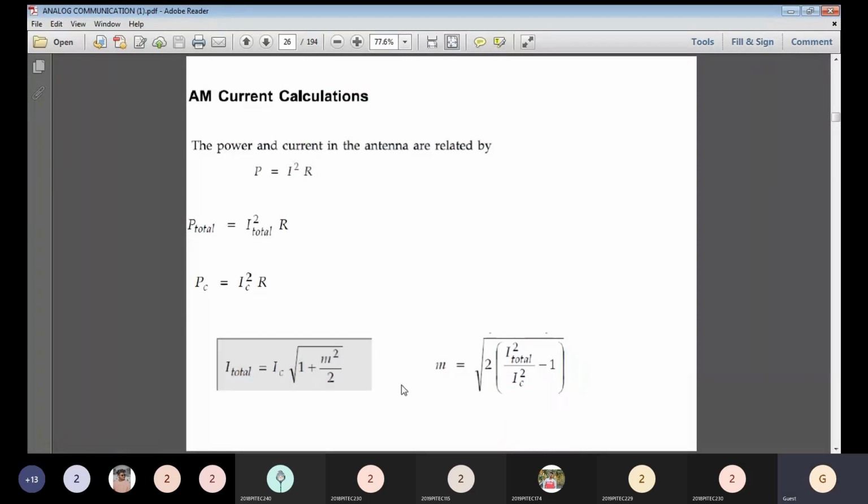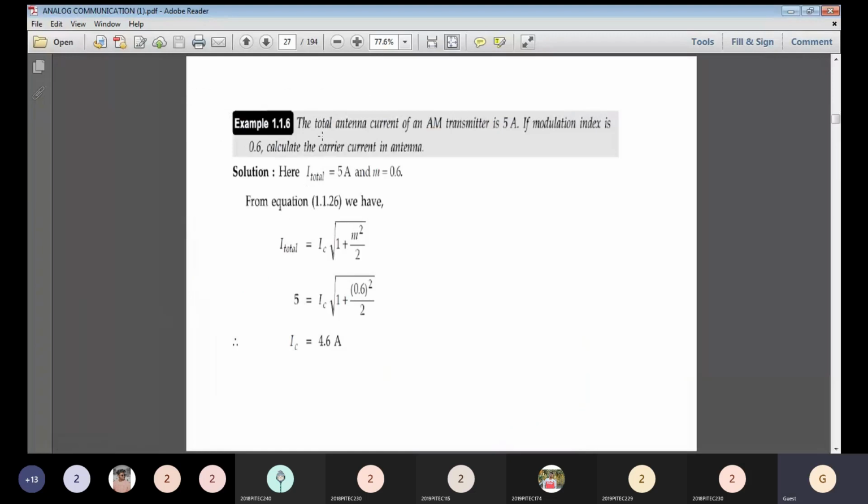From this, the modulation index value is equal to square root of 2 into, total current square divided by carrier current square, minus 1. This is the formula. So here also we can solve some problems. By using these two formulas, they will ask problems. So we'll solve one problem.